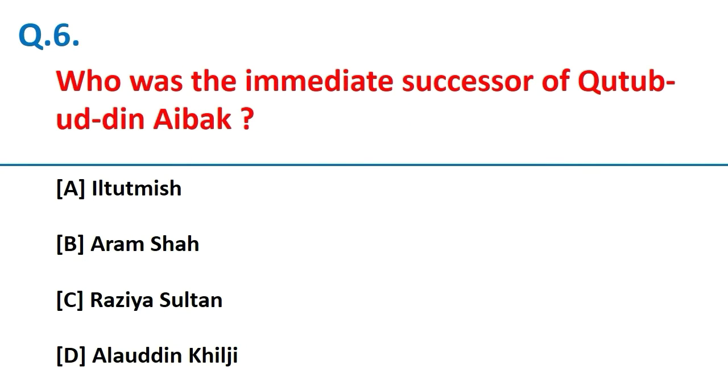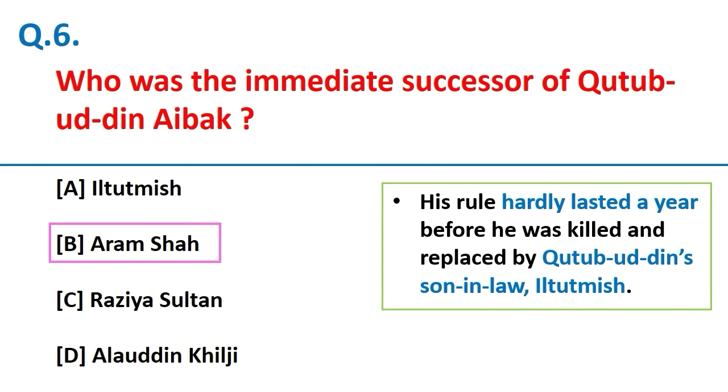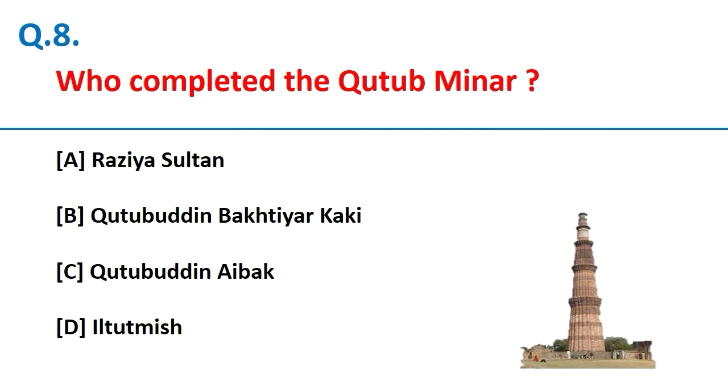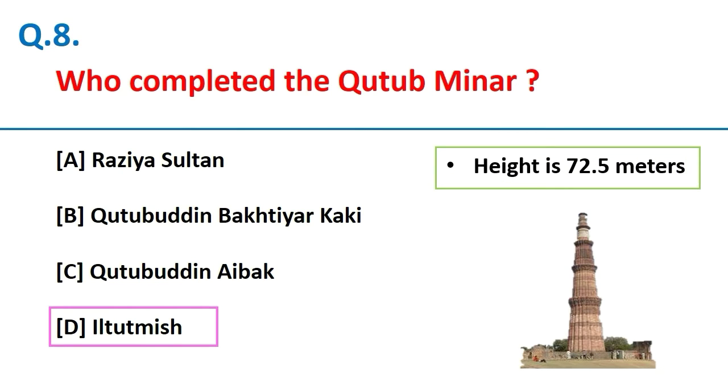Question number 6. Who was the immediate successor of Qutbuddin Aibak? Aram Shah. And friends, his rule hardly lasted a year before he was killed and replaced by Qutbuddin's son-in-law Iltutmish. Question number 7. Who was the real founder of Delhi Sultanate? Iltutmish. Who completed the Qutub Minar? Answer is Iltutmish. And friends, the height of Qutub Minar is 72.5 meters.